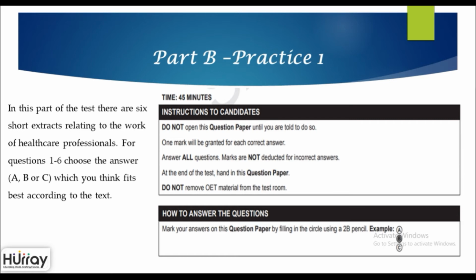As your instruction suggests, in this part of the test, there are 6 short extracts relating to the work of healthcare professionals. For questions 1 to 6, choose the answer A, B or C which you think fits best according to the text. So this is the kind of instruction you will be receiving. This is what it looks like, and these are the instructions to the candidates. This is what it looks like in the actual test.